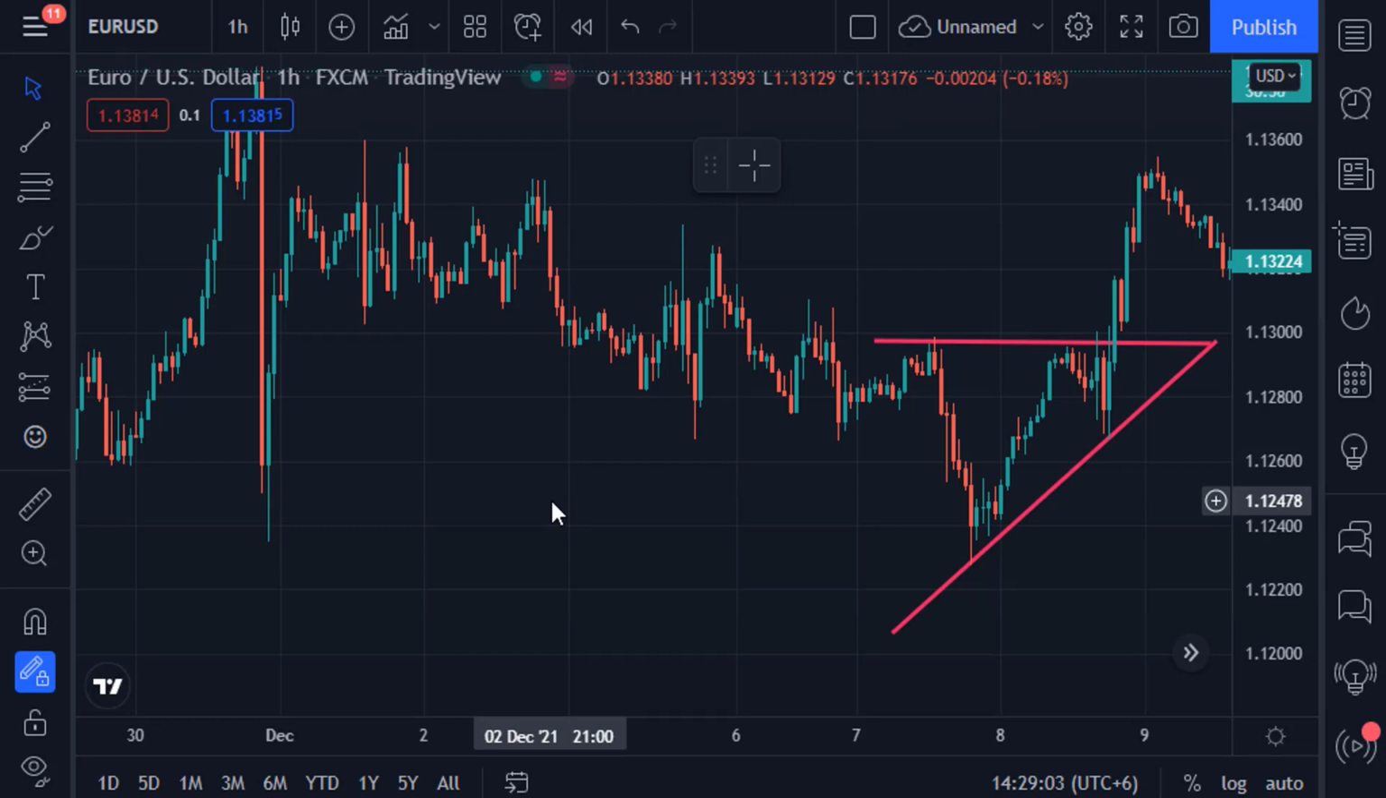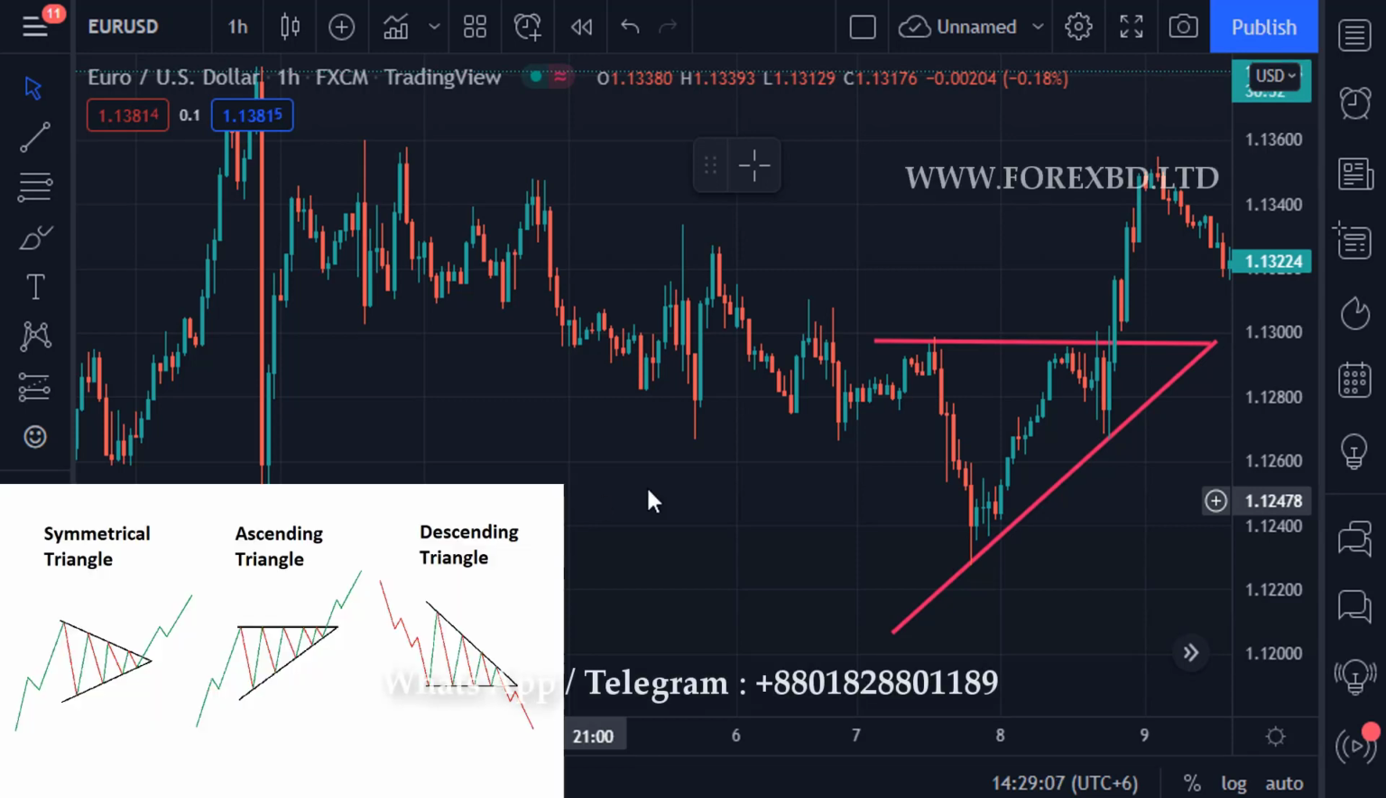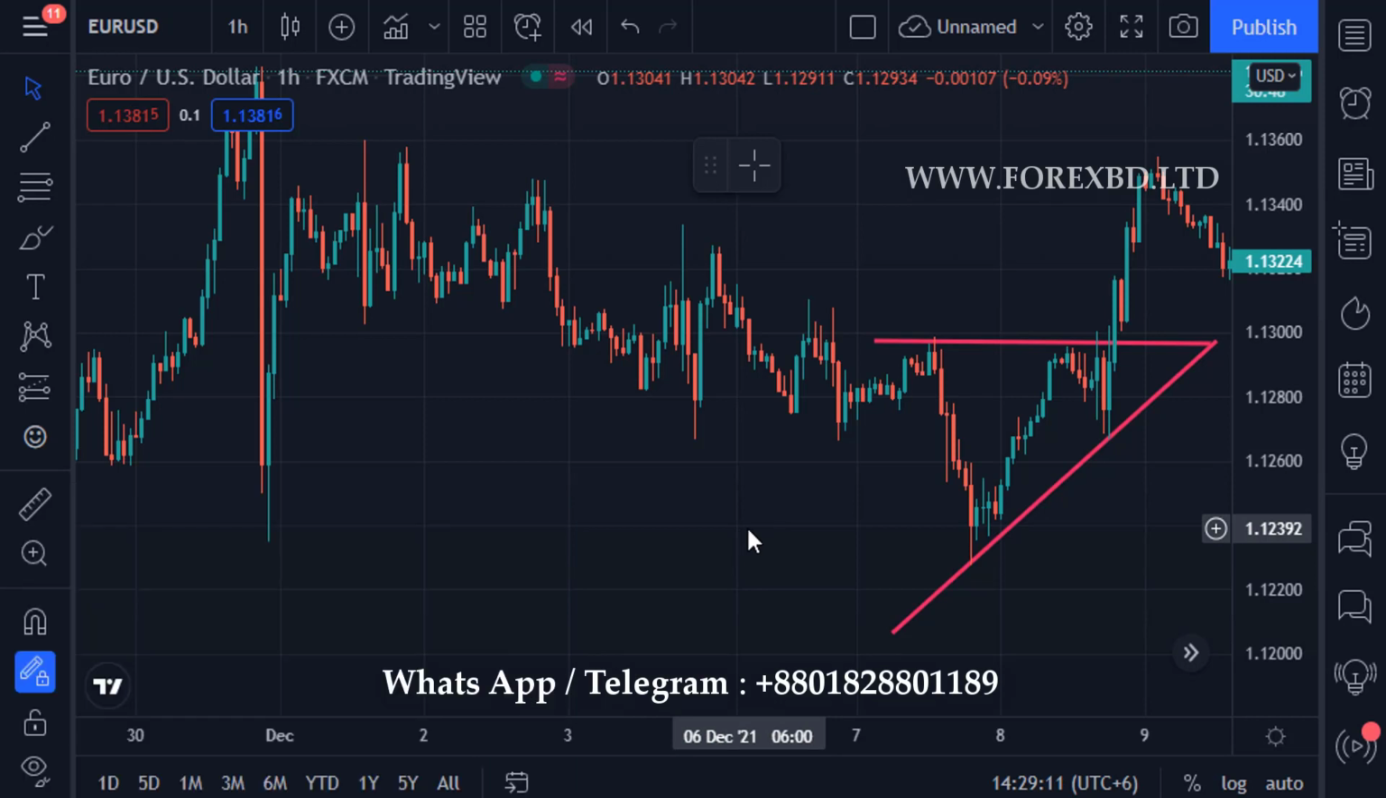Surely you know the triangle. I think everyone knows it. The triangle that we usually see has three angles. We have to find such a triangle in Forex and we have to do analysis. Let's start with the ascending triangle pattern. The triangle you see on the screen is called ascending triangle pattern.